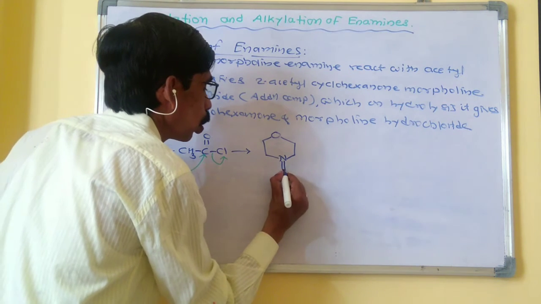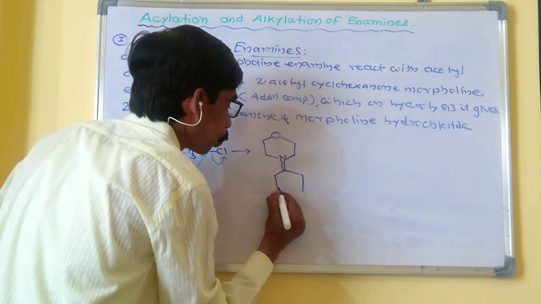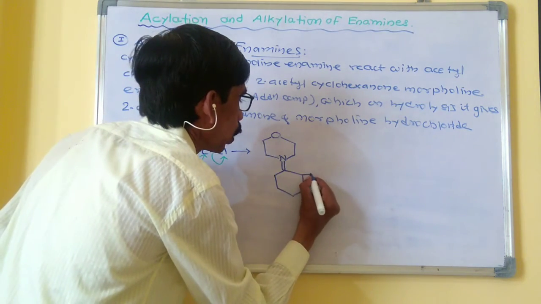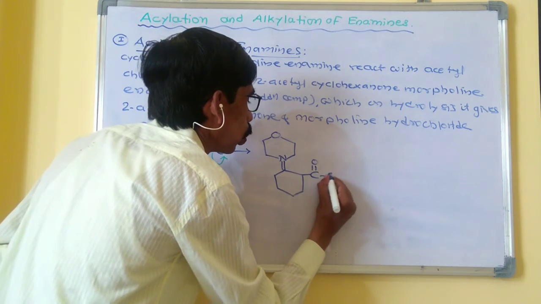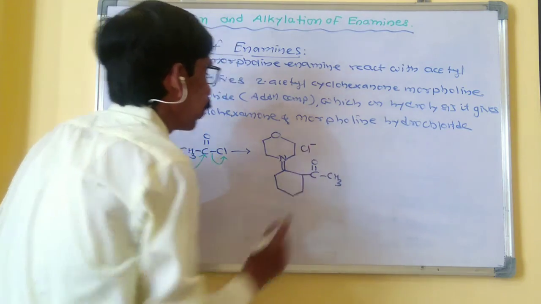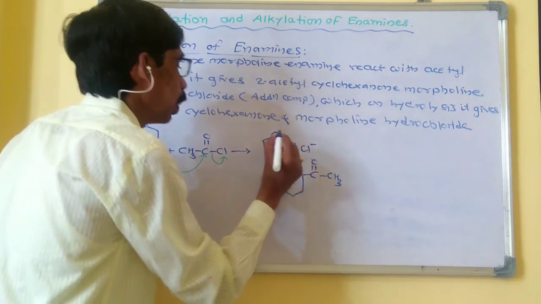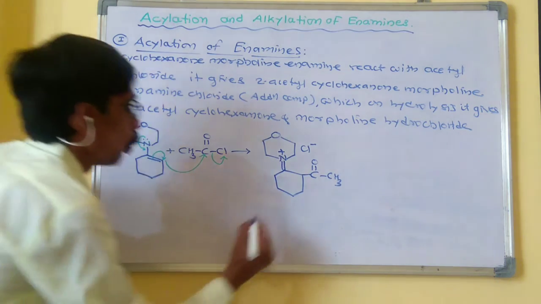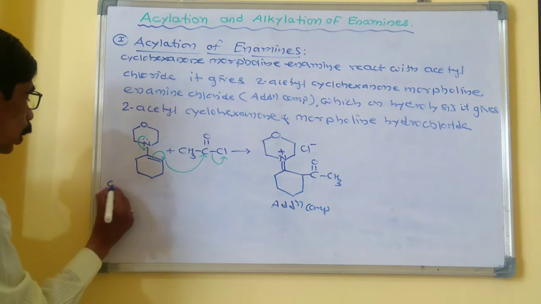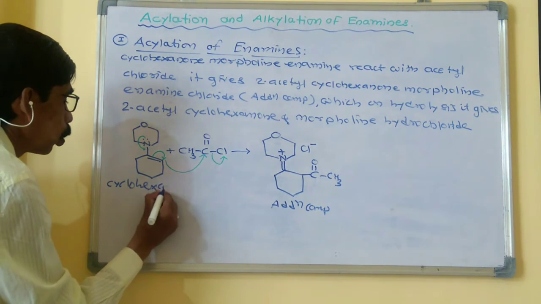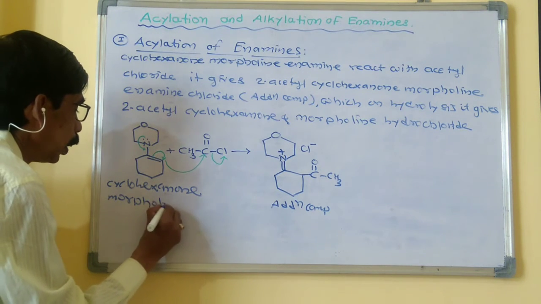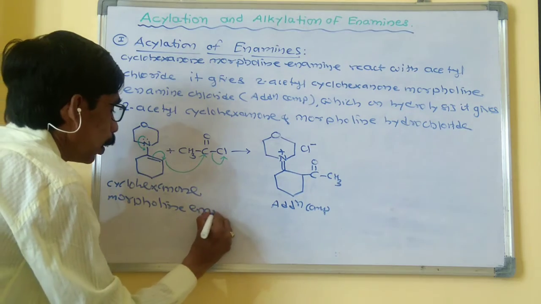Now there is a formation of a double bond. Now here is C double bond O CH3. Here Cl minus. This nitrogen carries positive charge. So this is the formation of the addition compound. And this is the cyclohexanone morpholine enamine.